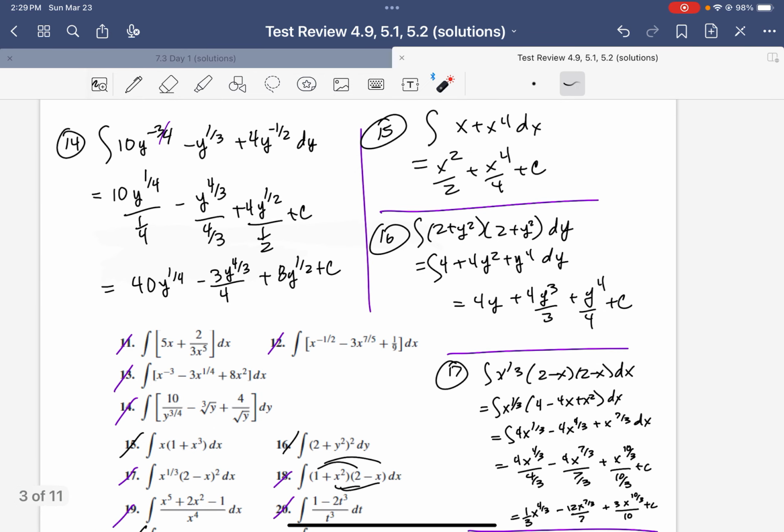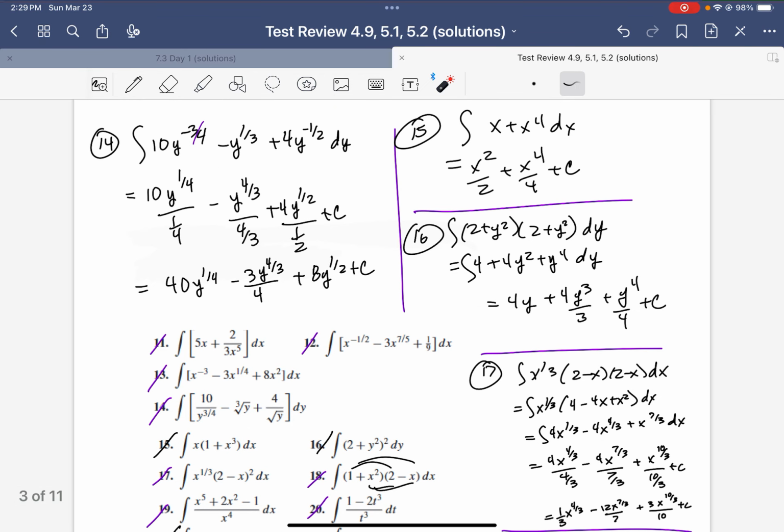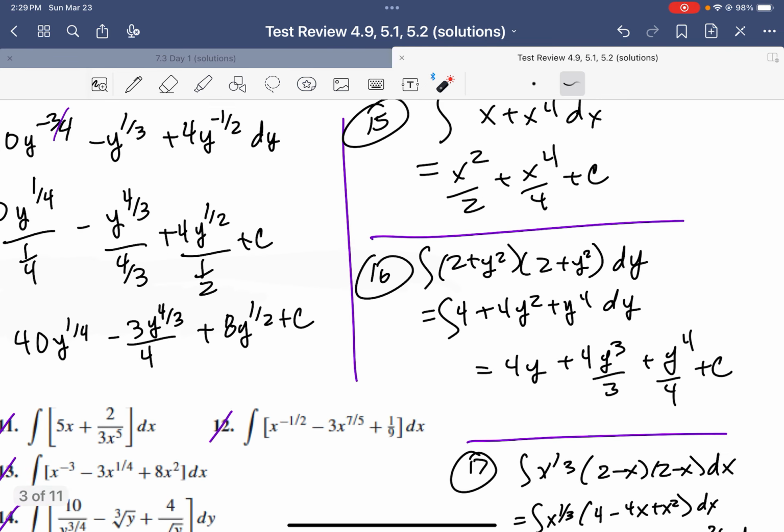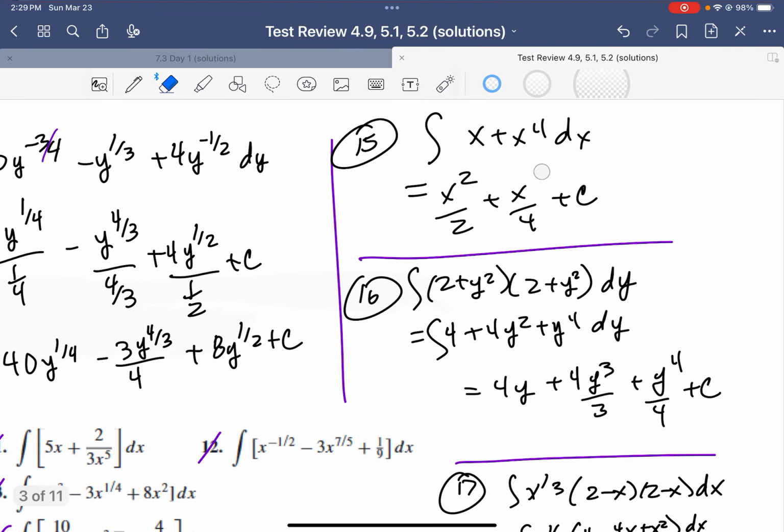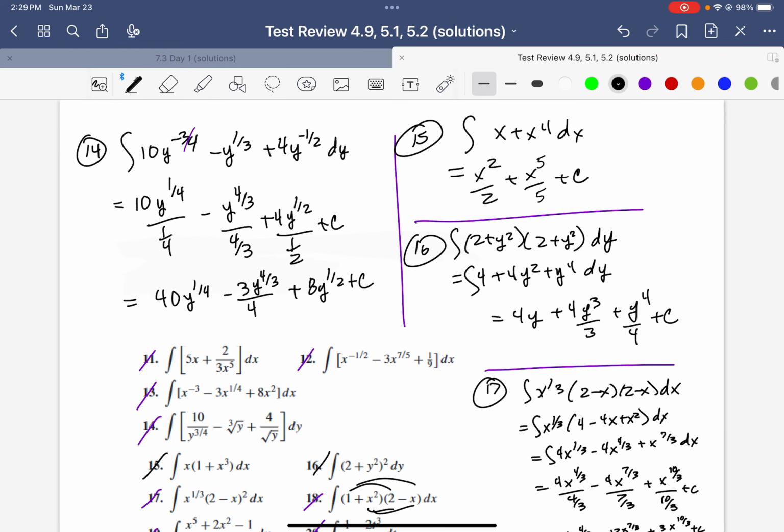For 15, we would distribute this out to get this, and then just take the antiderivative. Look at me being tired when I did this. So be careful, that's to the 5th over 5, right? 5th over 5, that's 2 over 2, okay, right?